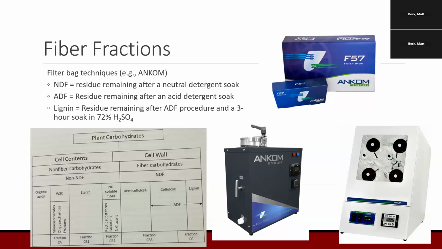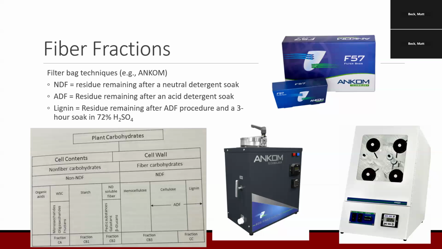Good. Okay. All right. So NDF: hemicellulose, cellulose, lignin. ADF: just cellulose and lignin. So we take that sample, put it in a bag, boil it in NDS, neutral detergent solution, or ADS, acid detergent solution, and whatever is remaining is either NDF or ADF. Okay. So we express that residue as a percent of the total sample, and that gives us percent NDF, percent ADF.